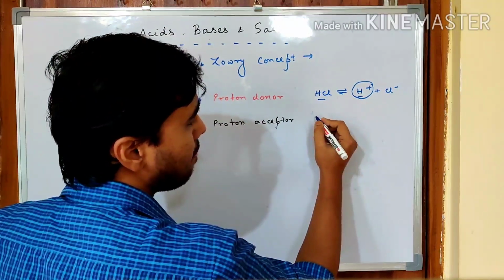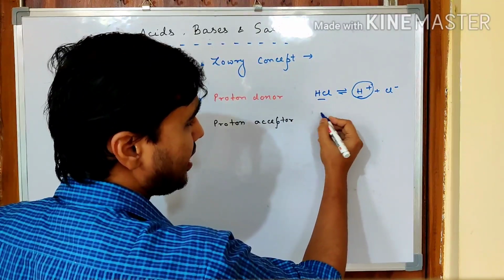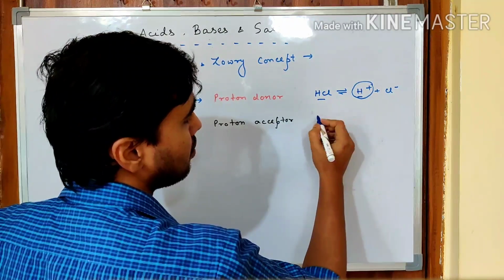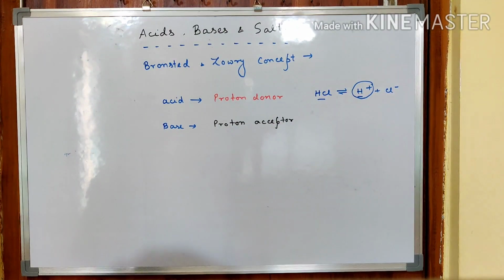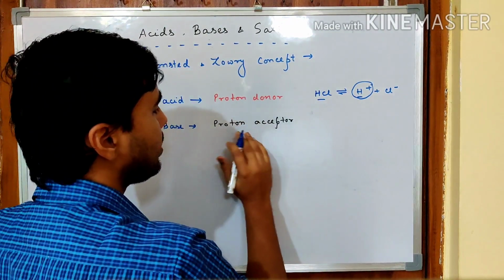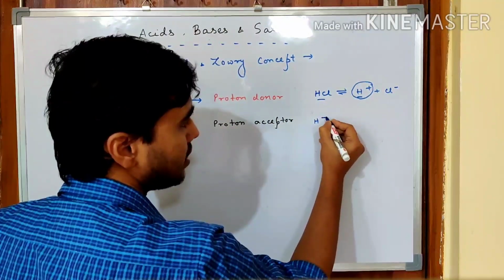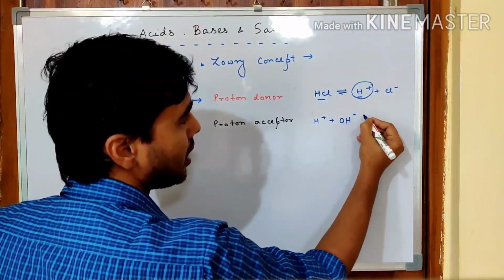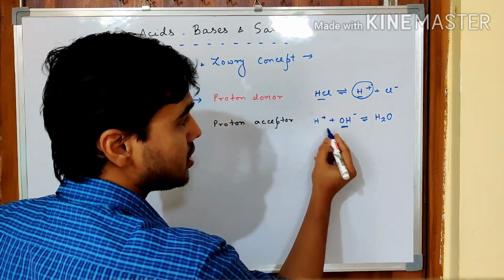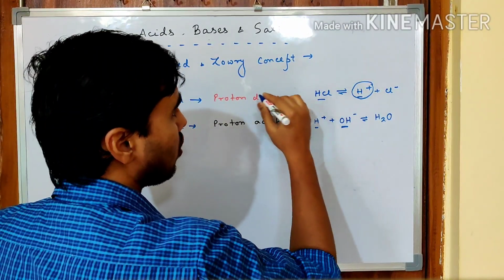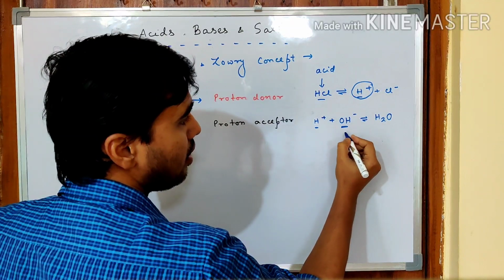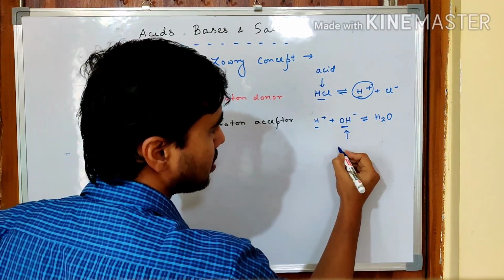And similarly, while saying about base, it is a proton acceptor. So suppose we take this reaction, H plus plus OH minus giving rise to H2O. So OH minus, this species is accepting a proton. So according to Bronsted, HCl is an acid, while OH minus, it is a proton acceptor, it is a base.